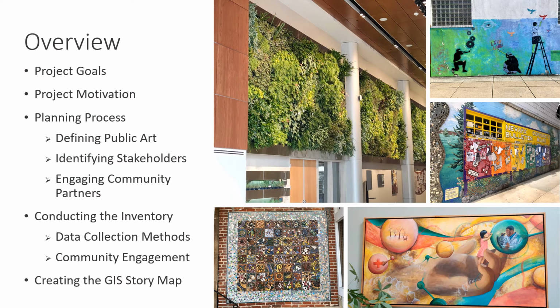First, I will discuss the project goals and motivation. Then I'll move on to talk about the planning process. Next, I will discuss the process of conducting a public art inventory, and finally, I'll wrap up with a discussion of creating a public art GIS story map. As we discuss the project, there are a few key terms you should keep in mind.